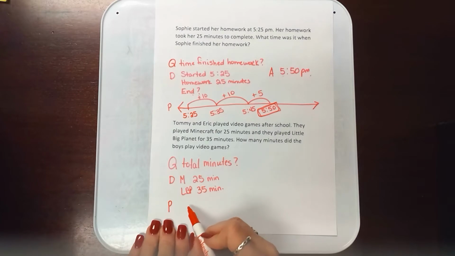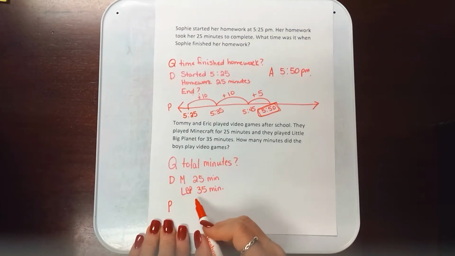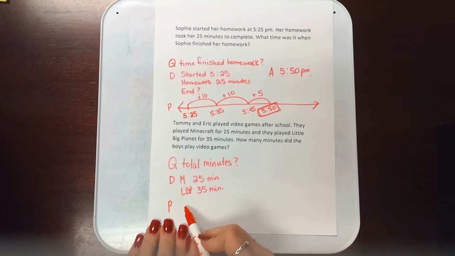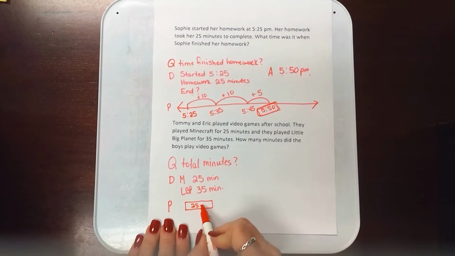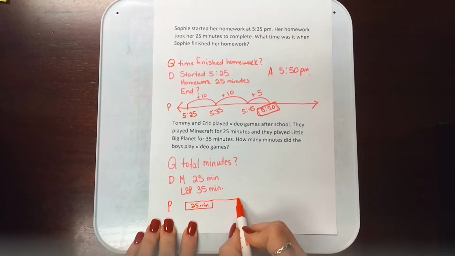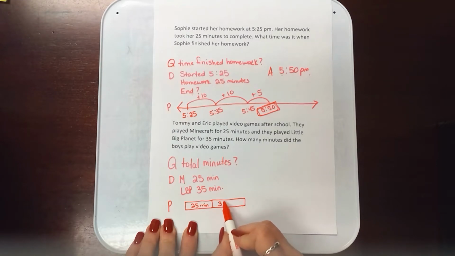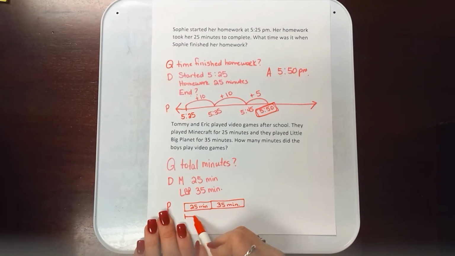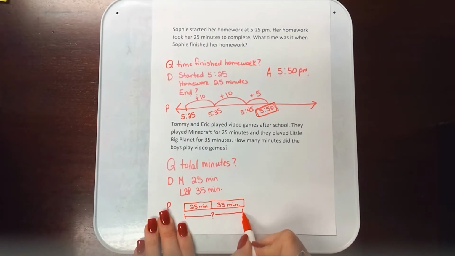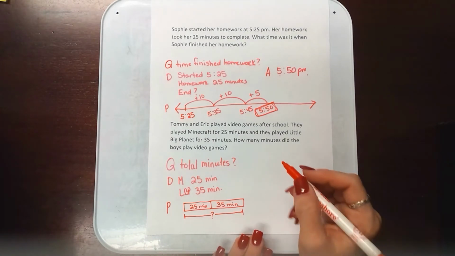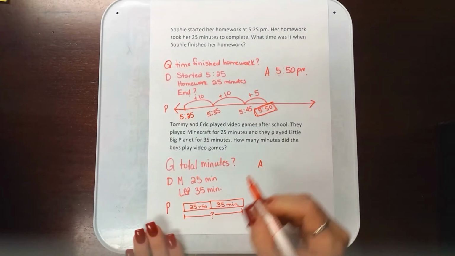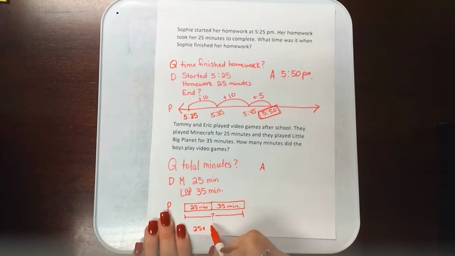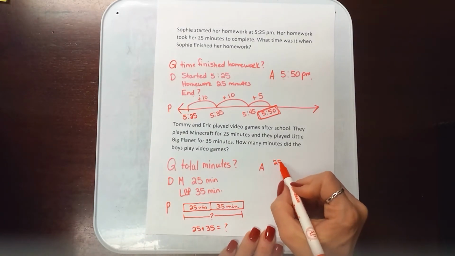Okay. So on this one, instead of doing a number line, because this to me is just a really easy straight addition problem, maybe not for your kids, we know we played for 25 minutes on one game. We know that we played for 35 minutes on the next game. So I want to know the total amount of minutes we played. So on this one I can do a strip diagram. And so I would do 25 plus 35 equals, I don't know. And so from here I can solve it.